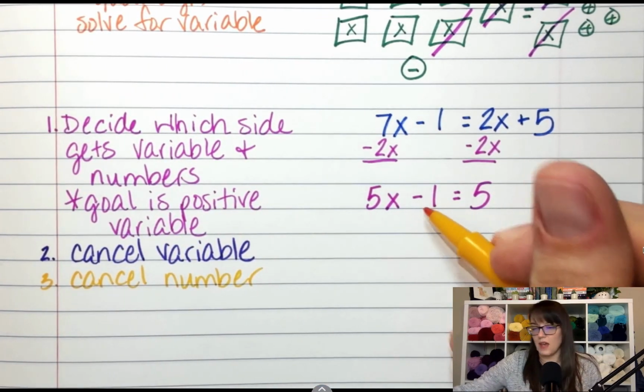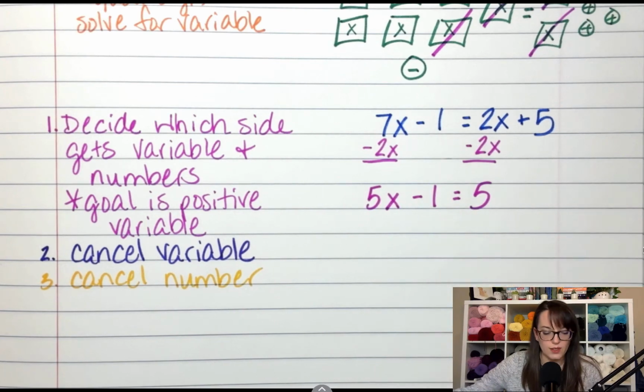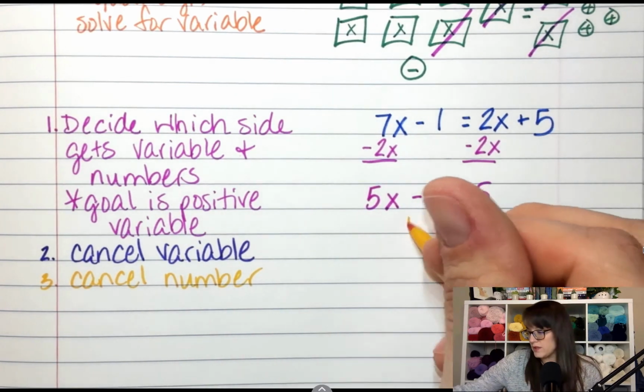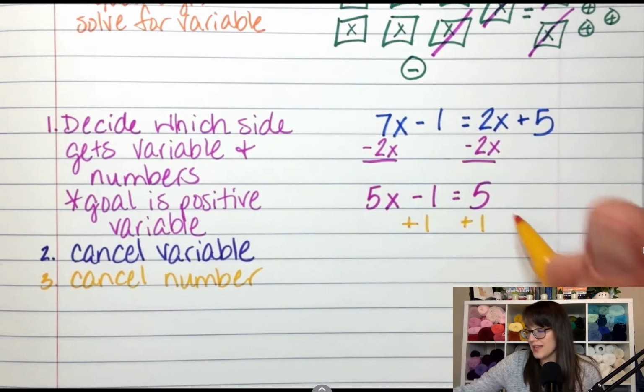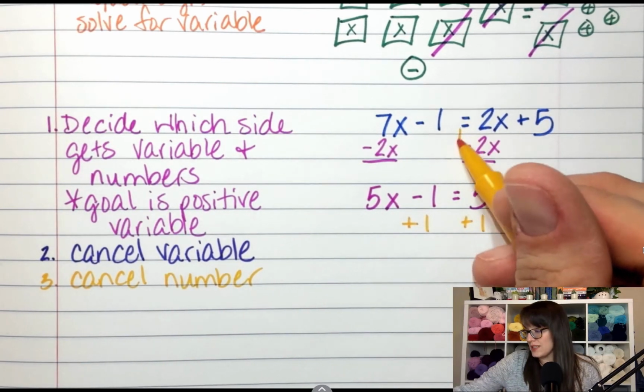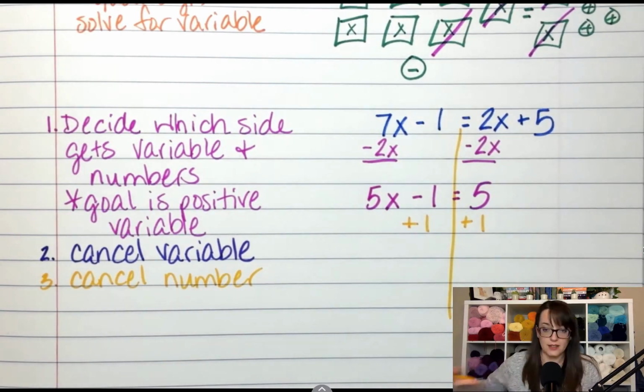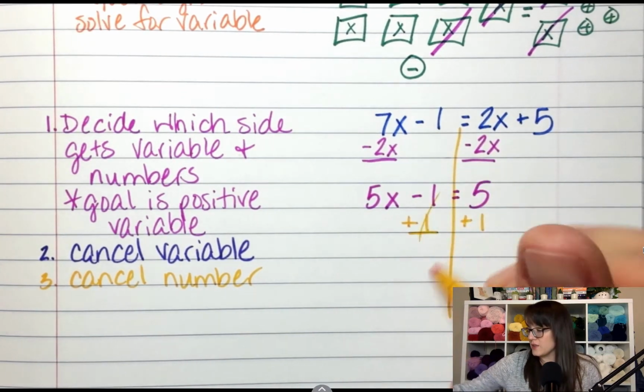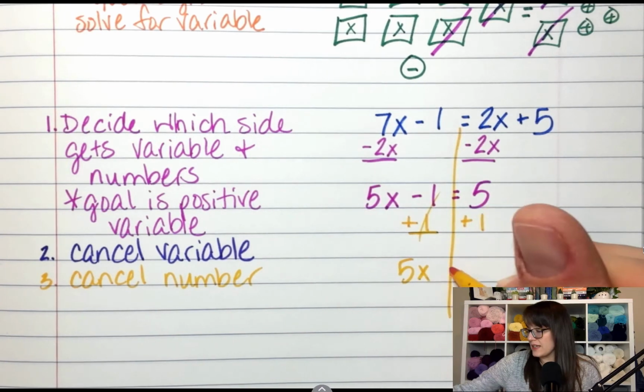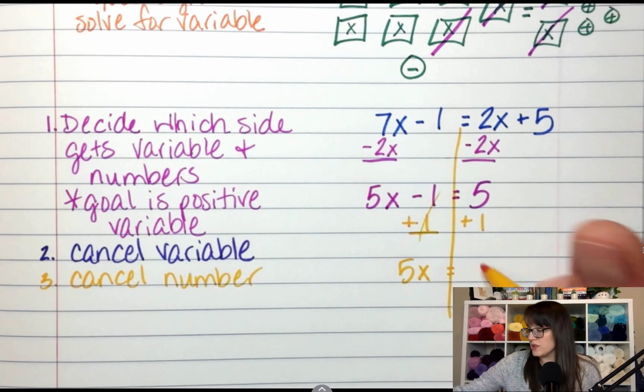So the opposite of subtracting 1 is to add 1. So we're going to add 1 to both sides of the equal sign. This whole idea of both sides of the equal sign never goes away. They are equal. So this cancels, so I have 5x's left on this side, and I know that that equals 6.